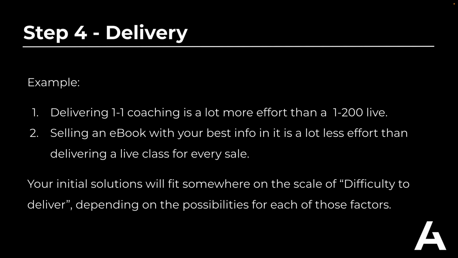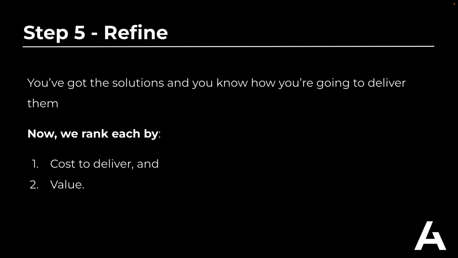Your initial solutions will fit somewhere on the scale of difficulty to deliver, depending on the possibilities for each of those factors. Step 5, refine. You've got the solutions and you know how you're going to deliver them. Now we rank each by number 1, cost to deliver, and number 2, value.